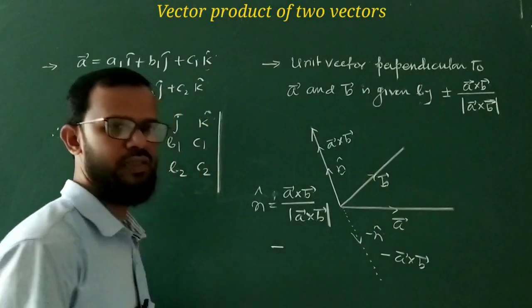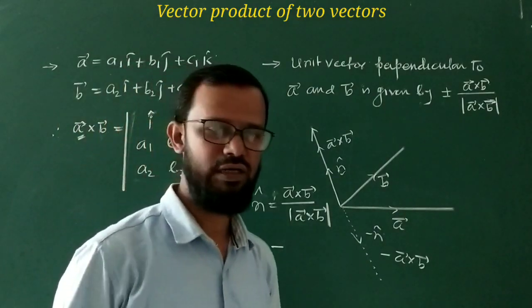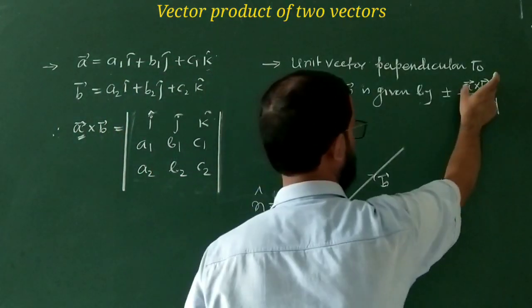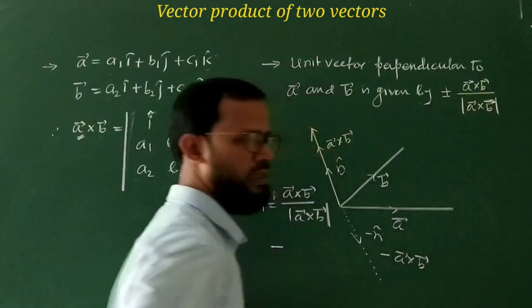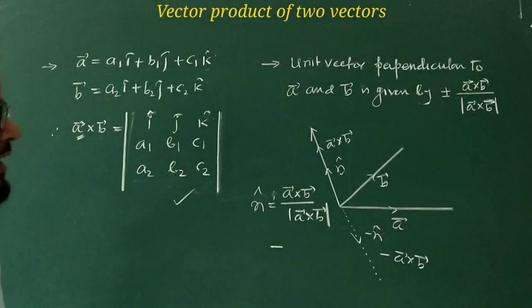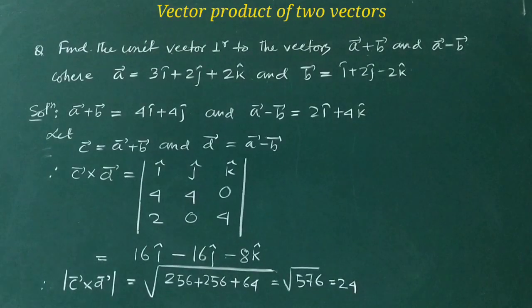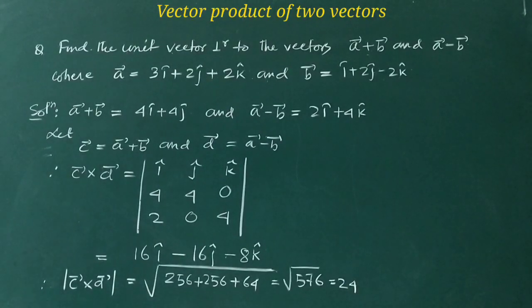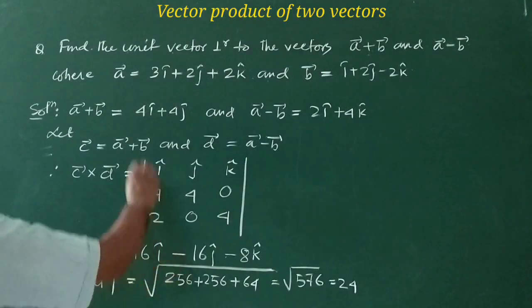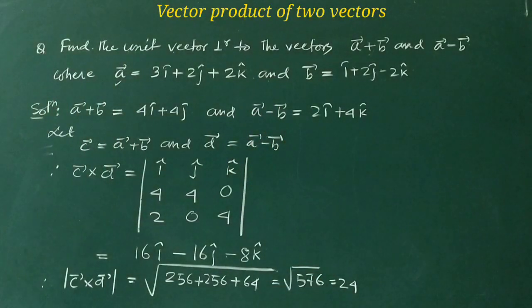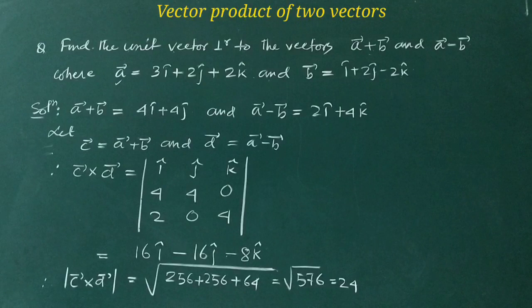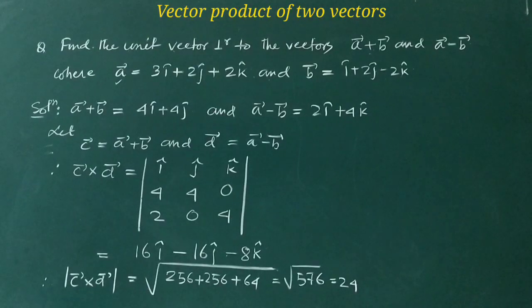So whenever a question asks to find the unit vector perpendicular to two given vectors, what you will do? You will find A cross B by this particular result, then take the magnitude, and the sign will be plus minus. Okay, it's a very simple way. This is the first question of the class: find the unit vector perpendicular to the vectors A vector plus B vector and A vector minus B vector, where A vector is given and B vector is given.